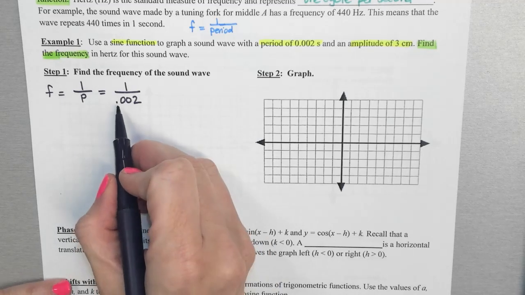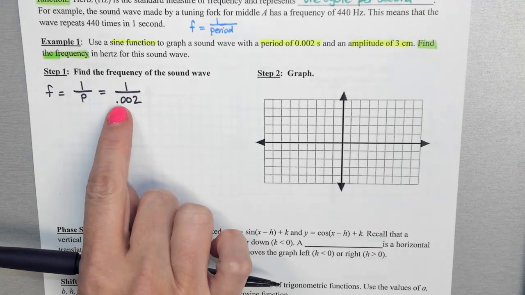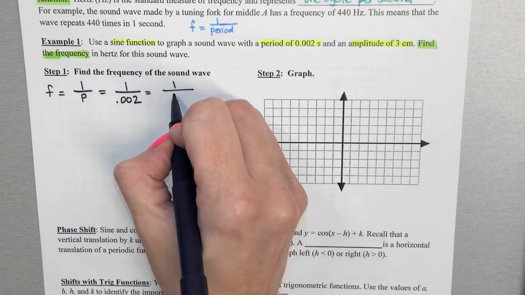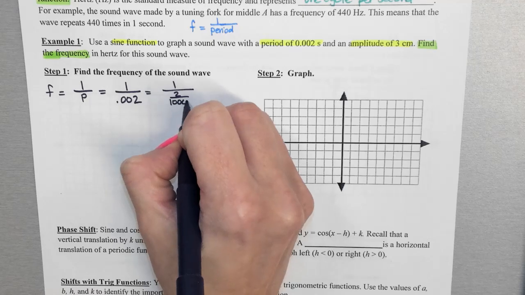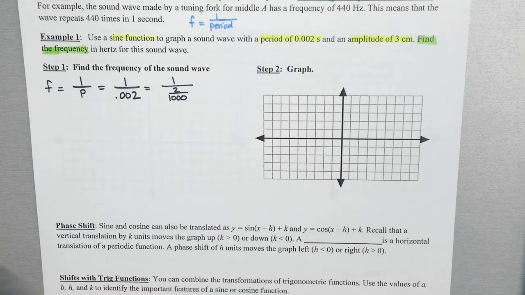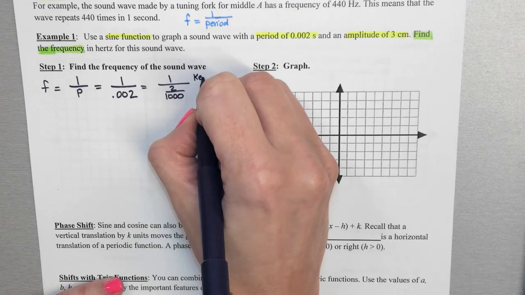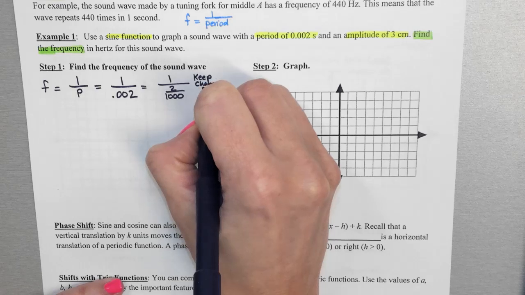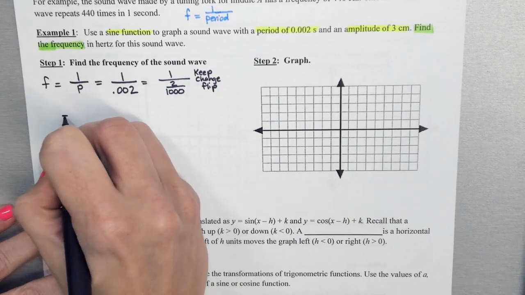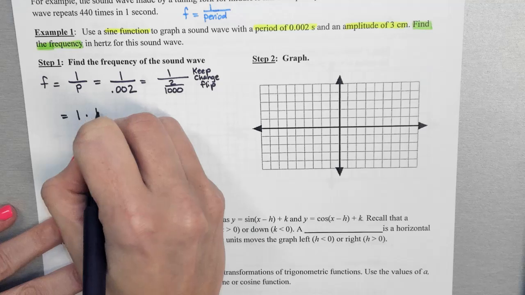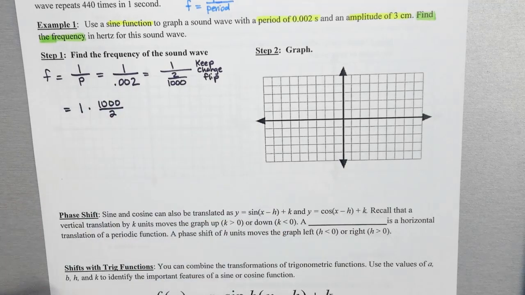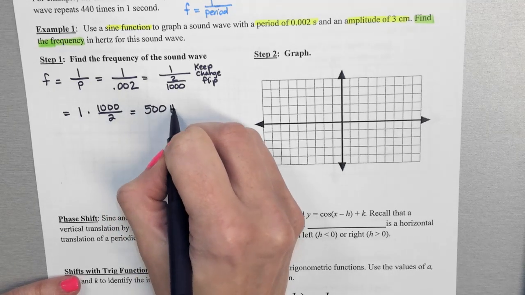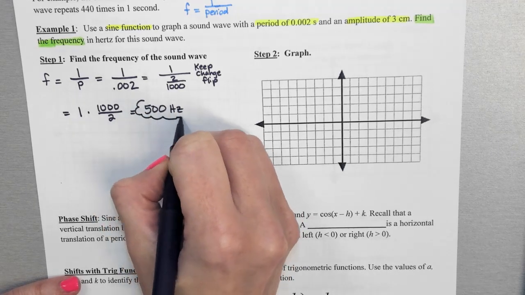What we can do is use what we know about place values. This is the tenths, hundredths, this is the thousandths. So the fraction would be 2 thousandths. And then if you have dividing, just remember, you keep, you change, you flip. So if you keep the 1, change to multiplication, and flip your fraction in the denominator, you just have 1,000 divided by 2, which is 500. And then it's measured in hertz, so 500 hertz.